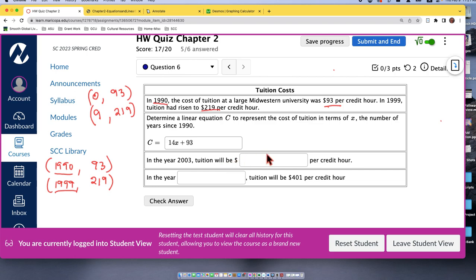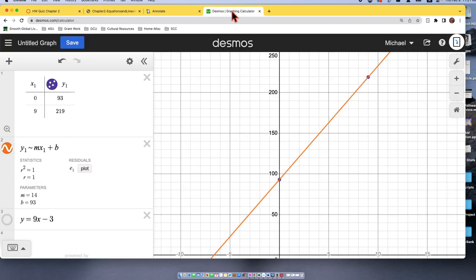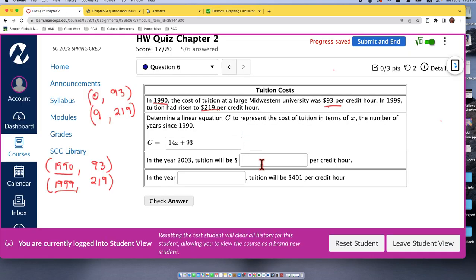So remind me again, 14 and 9 point difference per sec, so I can see. Okay. So yeah, our m will always be our slope, our rate. Y-intercept is given to us that way too. So now if I can just put it in here. Is that good? Okay. In the year 2003, tuition will be what per credit hour? So how do we do that?